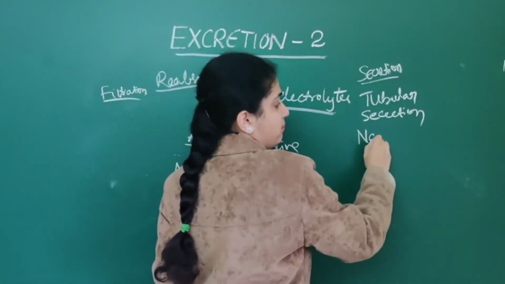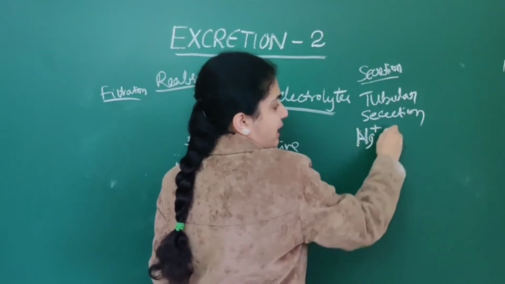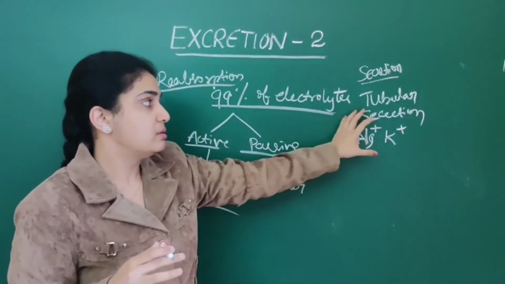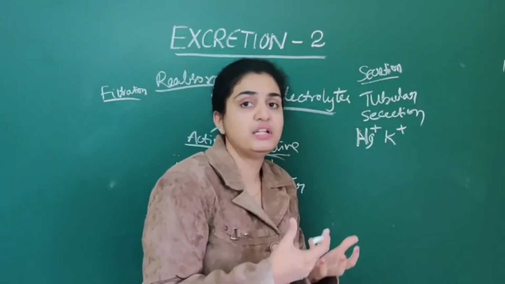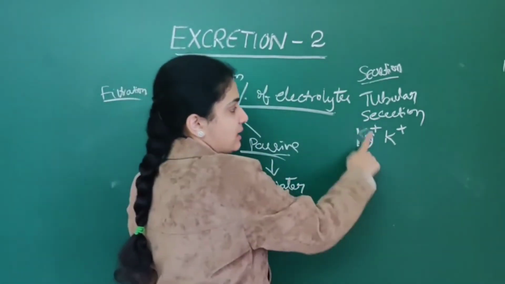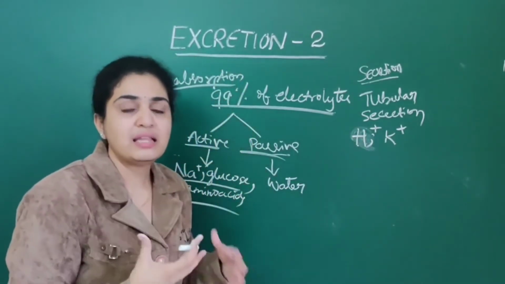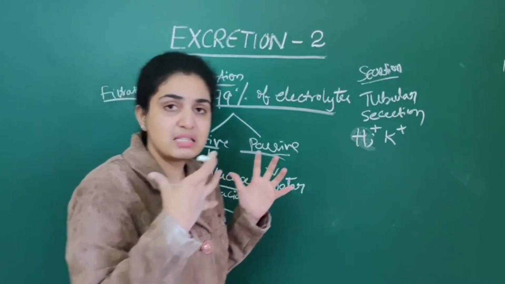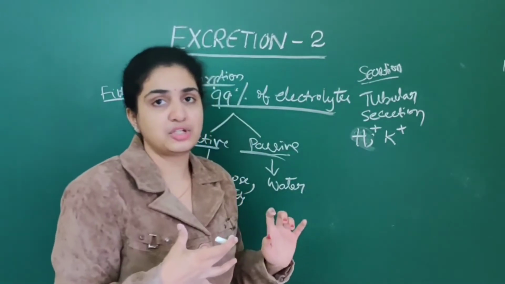Like sodium, hydrogen is secreted out, first one. Potassium, all these are secreted out. These are some waste substances which are not much needed for our body, so these are secreted out. Mostly the first one is hydrogen, next is potassium. Like that, a few ions are secreted out. So this will take place in the renal tubule, so it is called tubular secretion.